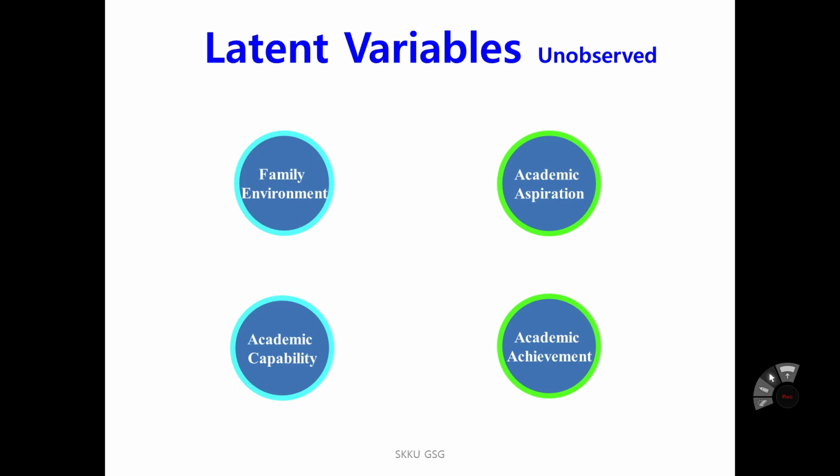So I'm going to investigate the statistical association running from the exogenous parts of family environment and academic capability up to the destination of academic aspiration and academic achievement. So once again, I would like to stress that those 4 variables are latent variables and unobserved variables.